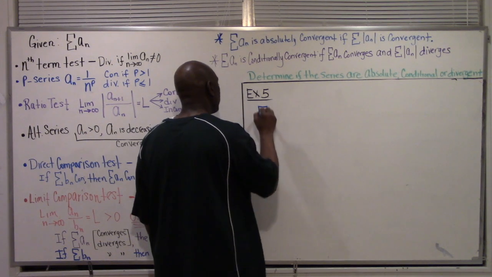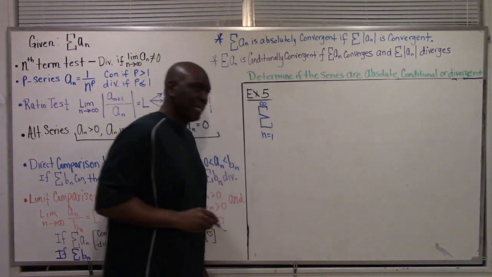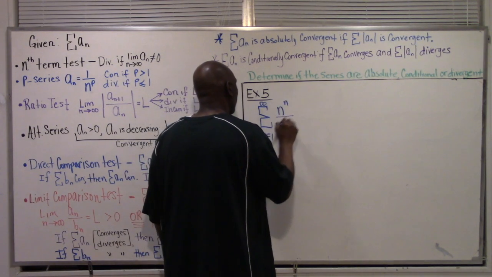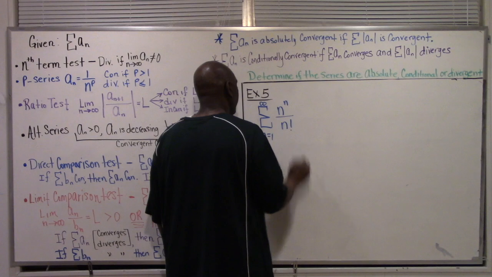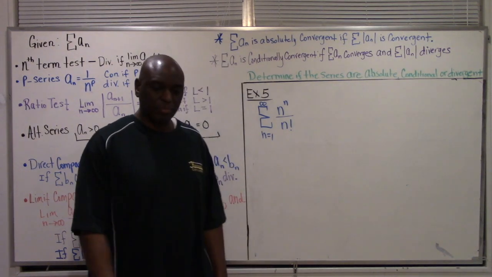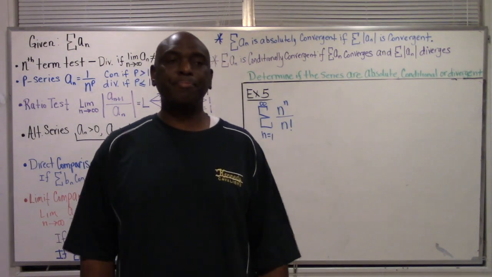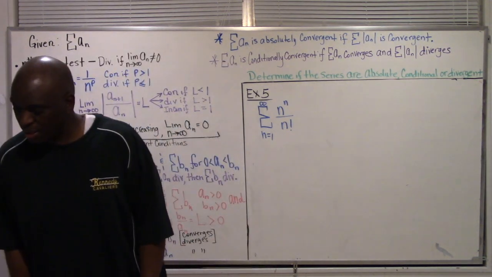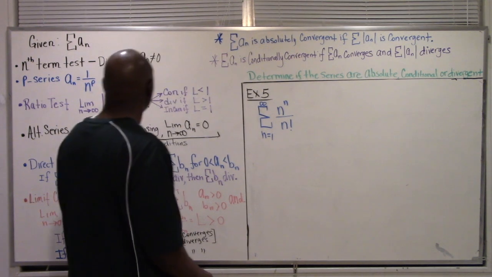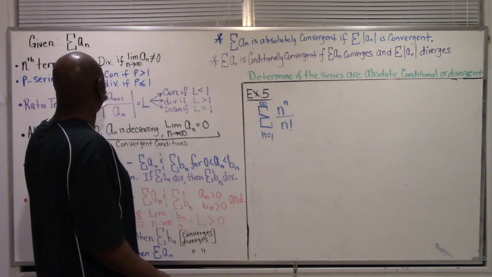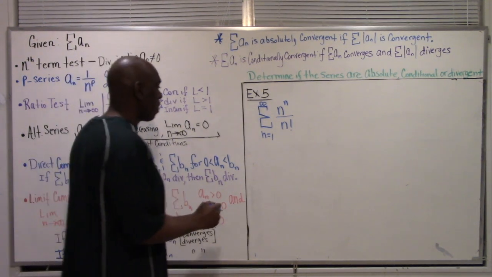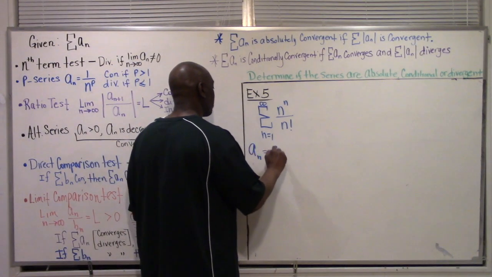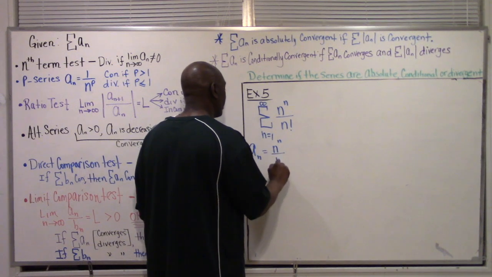The sum as n equals 1 to infinity of n to the n all over n factorial. First, let's use the nth term test on this one. So what is a to the n? A to the n is n to the power of n all over n factorial.